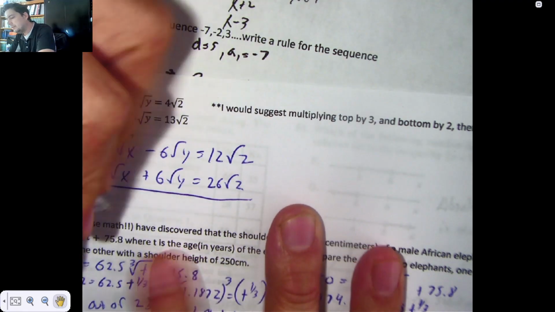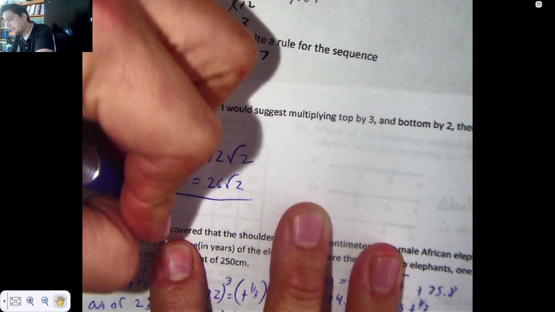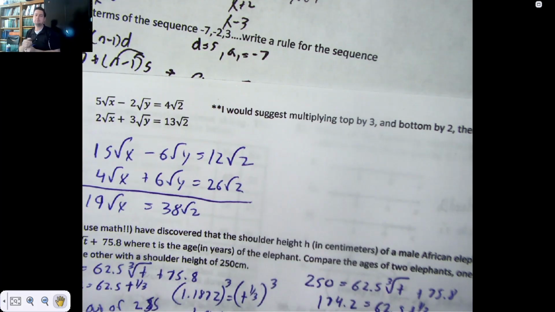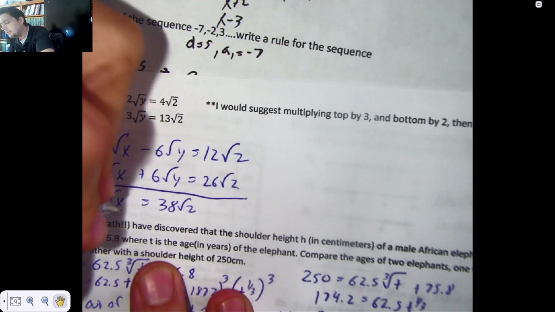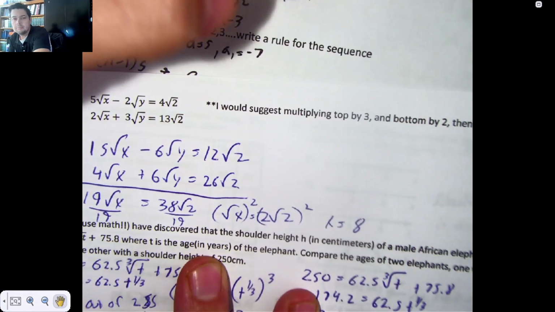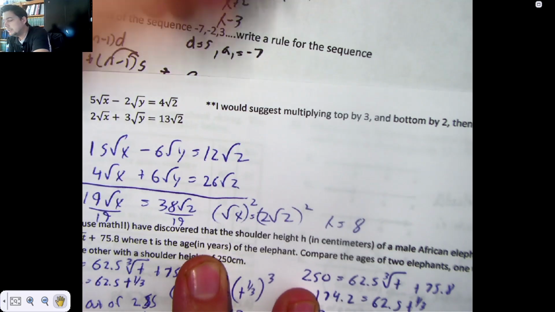I'm going to add down, and I'll have 19 roots of x equal to 38 roots of 2. Divide out the 19, and I have that the root of x is equal to 2 roots of 2. Counteract square rooting by squaring, and I get that x is going to be 8. So if x is 8, what's y? Well, plug it in.